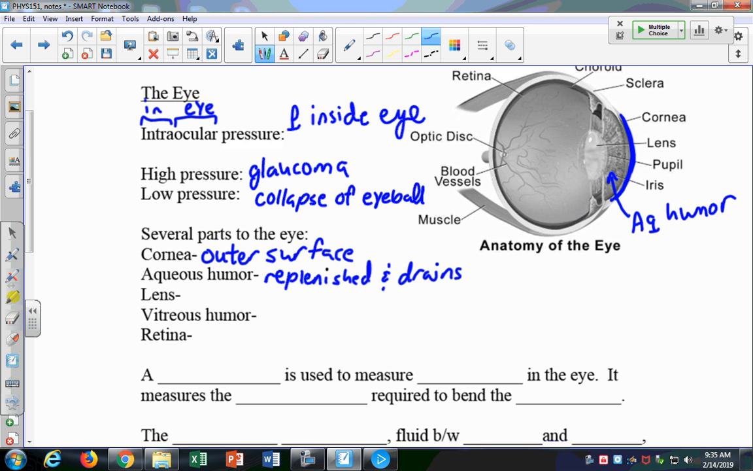The lens focuses light onto the retina. The lens is right here. The lens of the eye is kind of cool. Again, we'll talk about the lens later. For now, I just want you to have an overview of the eye. But the lens is an adjustable lens. It can stretch out or it can squish down so it's wider in the middle.